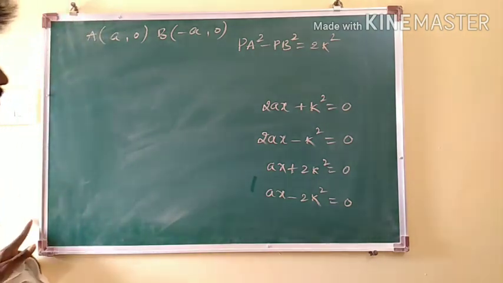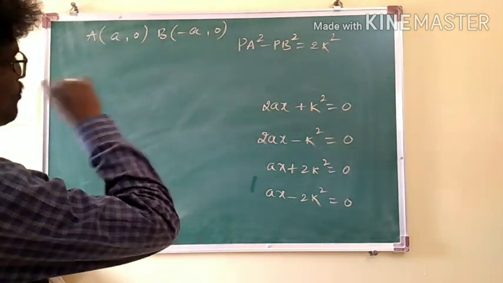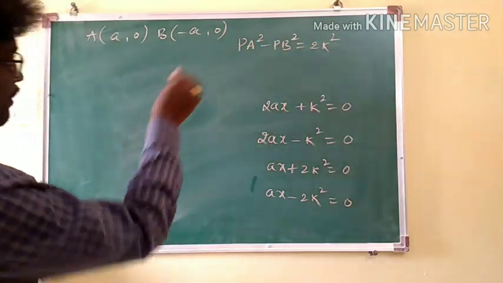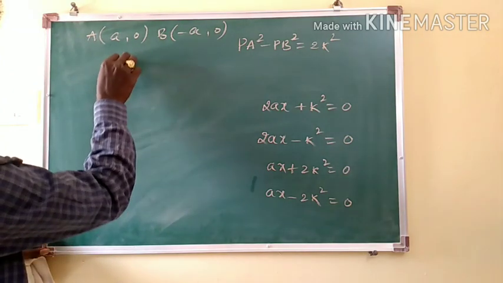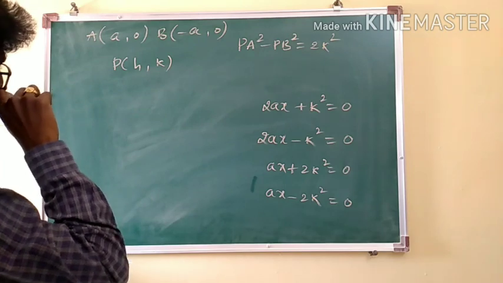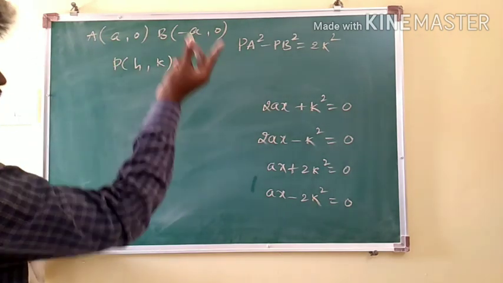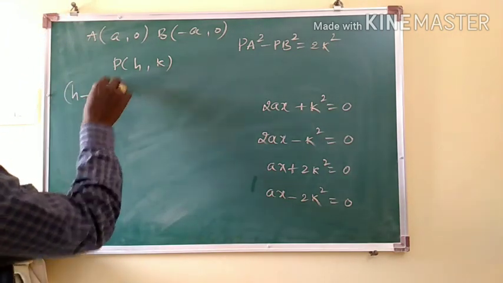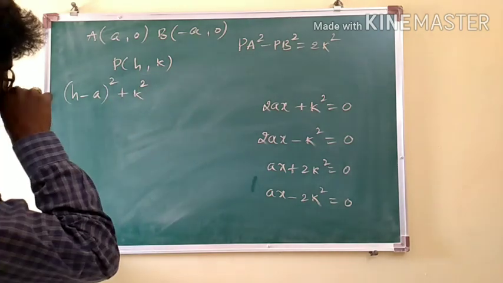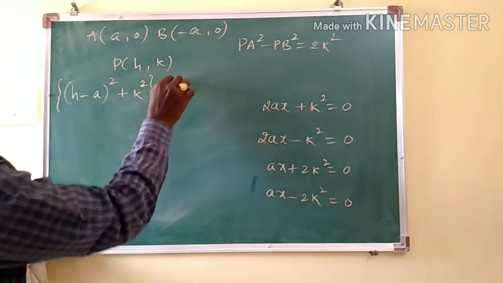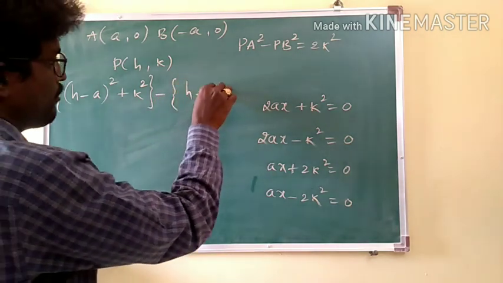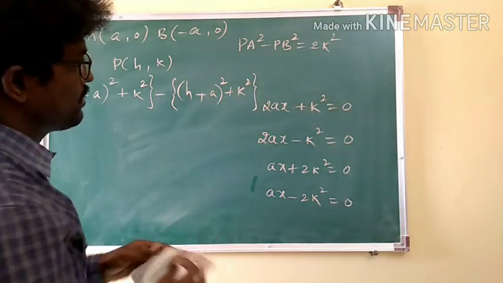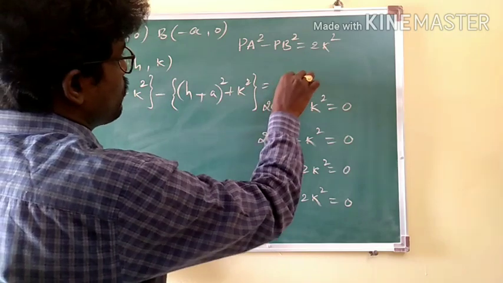Let's see what is the given geometrical condition: the points A(a, 0), B(minus a, 0), and this is the given geometrical condition. So PA square is nothing but the distance between the point, let's say the locus point h comma k, and A, and its square, so there won't be a square root in the function. You will be getting h minus a whole square plus k minus 0 whole square, that is k square, minus PB square, h minus of minus a, h plus a whole square plus k minus 0 whole square, that is k square, is equal to 2k square.